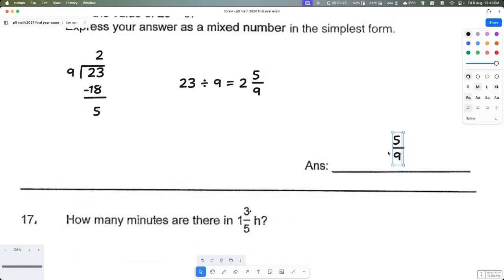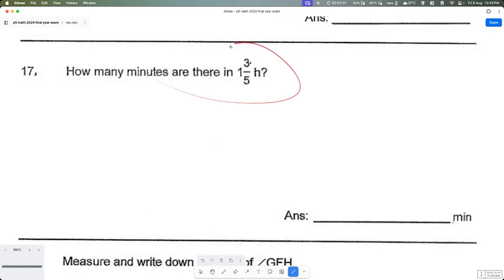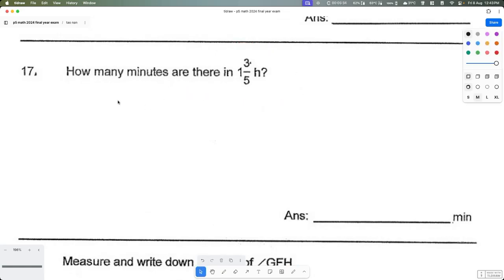Question number 17 says, how many minutes are there in 1/3 an hour? So 1 hour is equal to 60 minutes. Then 3 out of 5 hours is equal to 3/5 times 60 minutes.